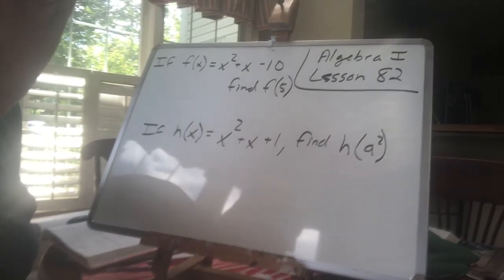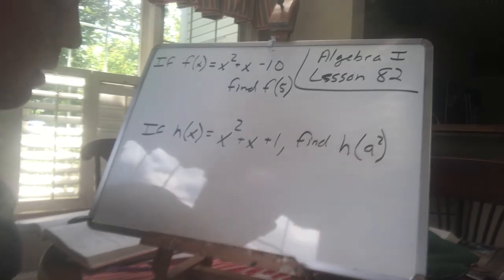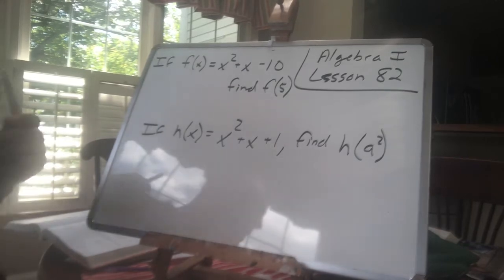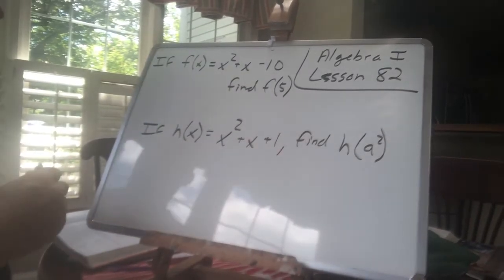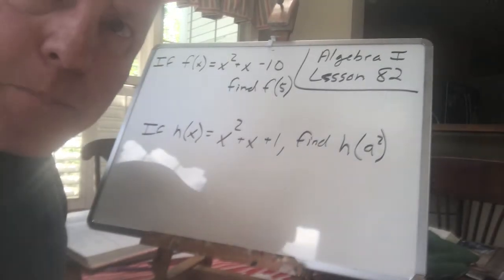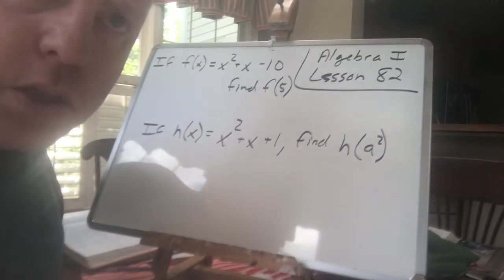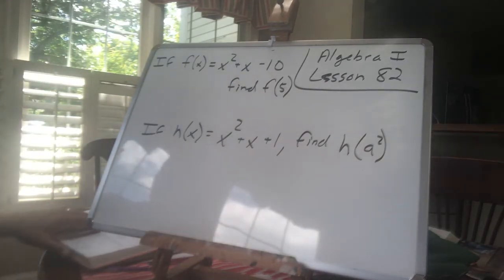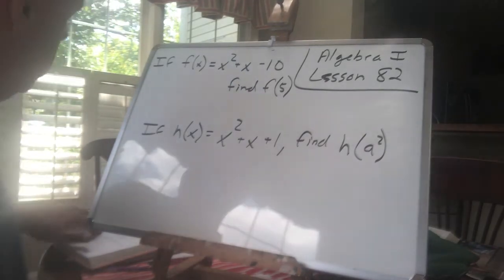We're going to be going over lesson 82 today, which is evaluating functions and domain and range. We're going to be going over the examples, examples 1, 2, and 3. First, starting out with example 1, if you're following along on page 337.